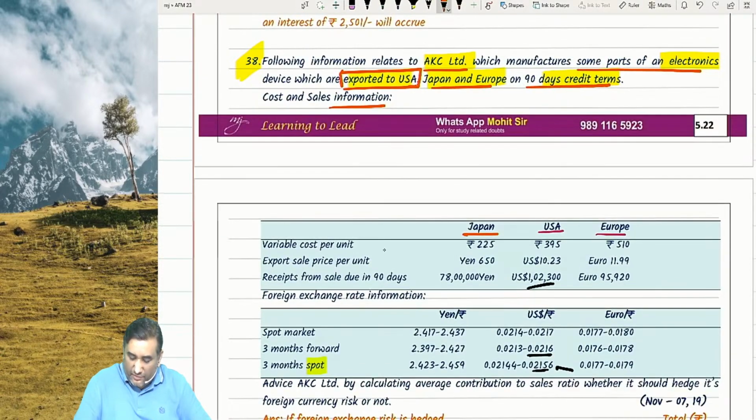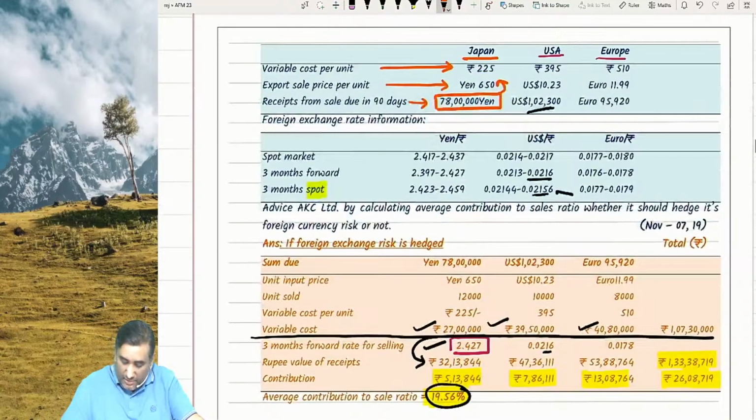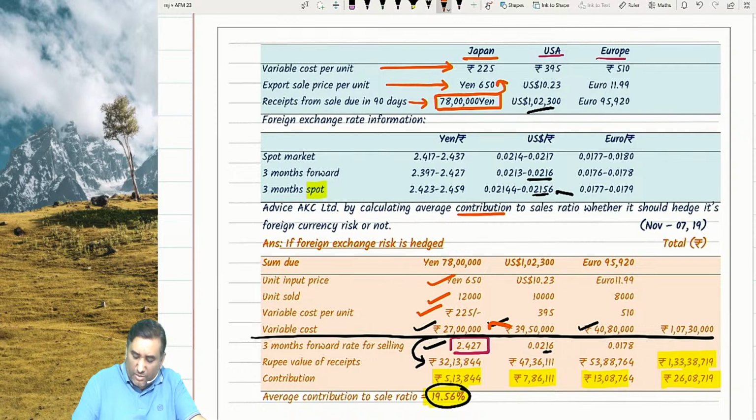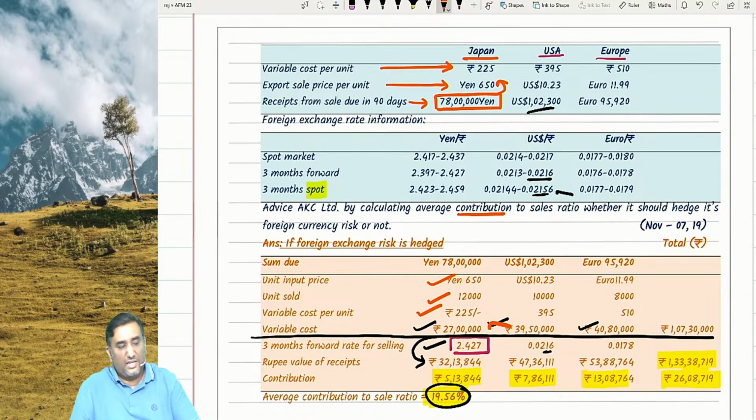For Japan, I am focusing on variable cost per unit 225, export price 650 yen, and total is 78 lakh yen. Divided by the export price, can I find the number of units? How much do we get? 12,000. So we get 12,000 units. That's not the challenge. Variable cost is how much? 225 times 12,000, which is 27 lakhs. Sir, what exactly do we need? We need the contribution. Average contribution is basically nothing but sales minus variable cost.